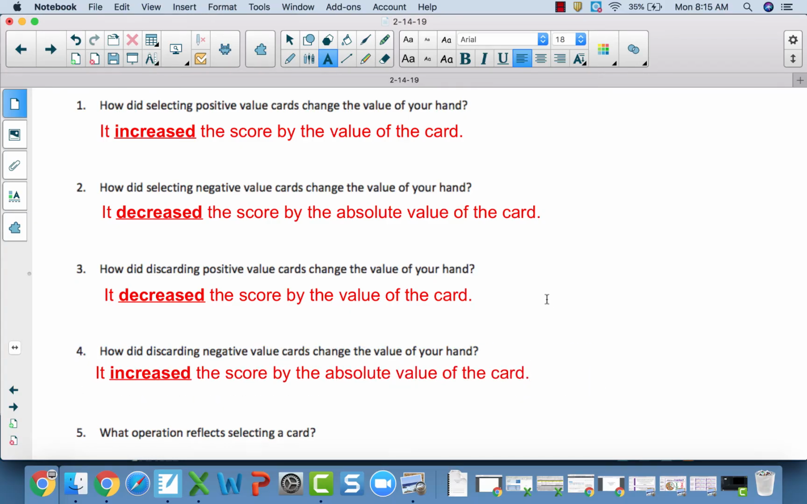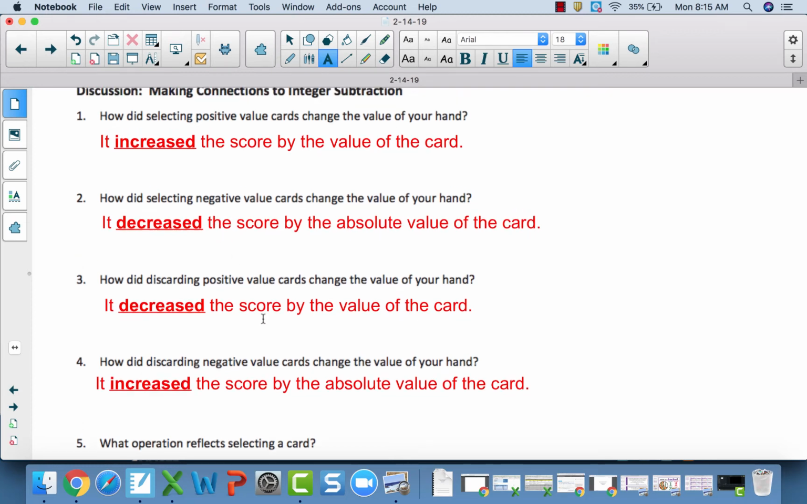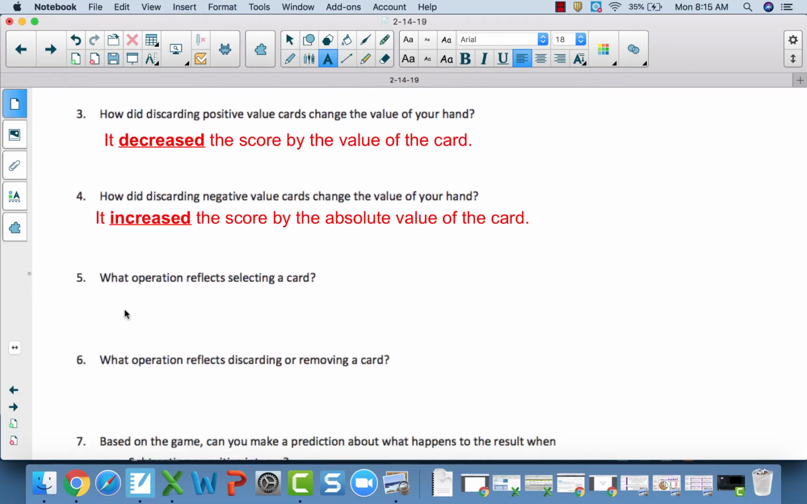So there seem to be some connections here. Discarding a positive seems to decrease, just like selecting a negative seems to decrease. And then selecting a positive increased, just like discarding a negative increased. Now, what operation reflects selecting a card? Selecting a card is addition because you're adding something on. Now, discarding a card is subtraction. You're getting rid of something.